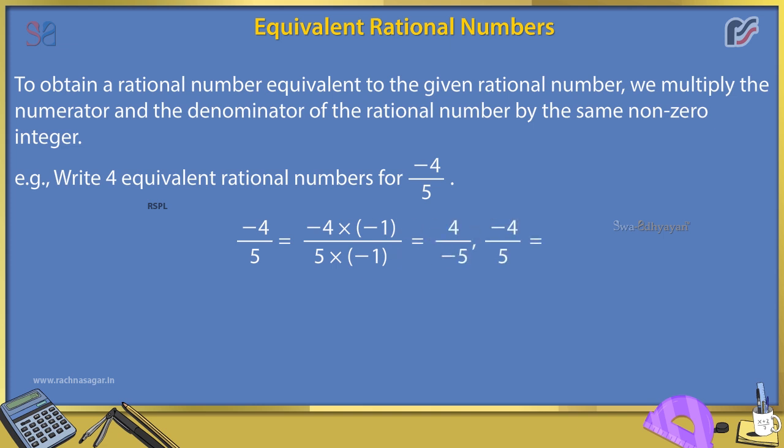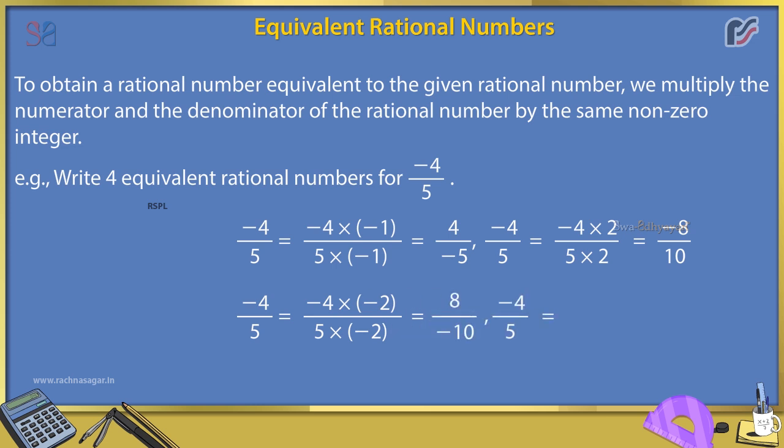Minus 4 by 5 is equal to minus 4 into 2 by 5 into 2, which is equal to minus 8 by 10. Minus 4 by 5 is equal to minus 4 into (minus 2) by 5 into (minus 2), which is equal to 8 by minus 10. Minus 4 by 5 is equal to minus 4 into 10 by 5 into 10, which is equal to minus 40 by 50.